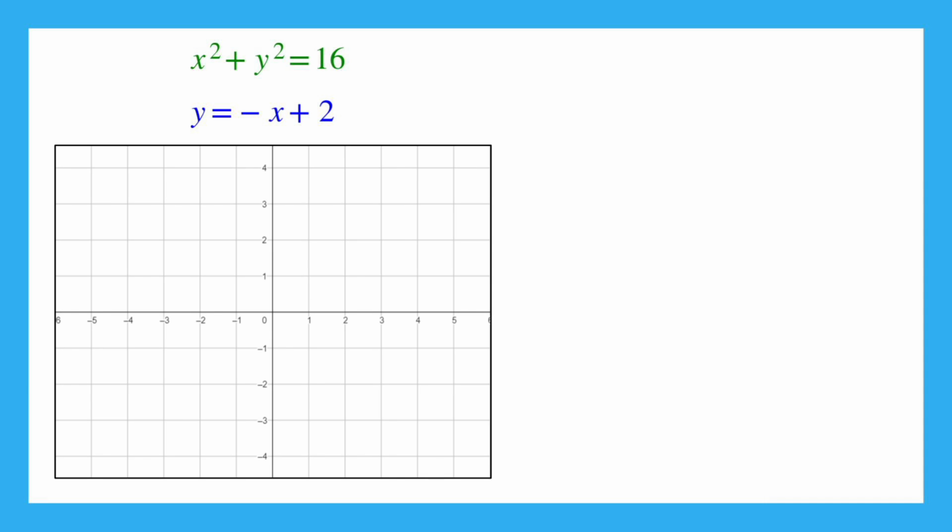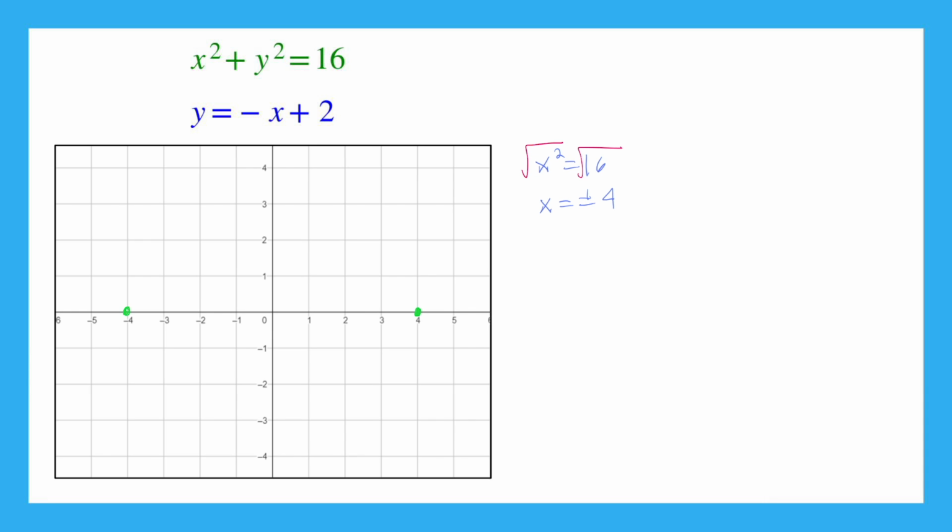One of the easiest ways to graph it is to start by finding intercepts. If we set y equal to 0 in this first equation, we get that x squared is equal to 16. Now, once again, remember, when taking the square root of both sides, we have to add a plus minus in front of our solution. So this means that there are actually two x-intercepts, x is equal to 4 and x is equal to negative 4.